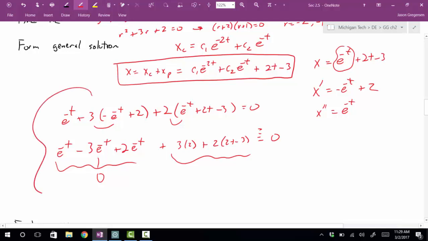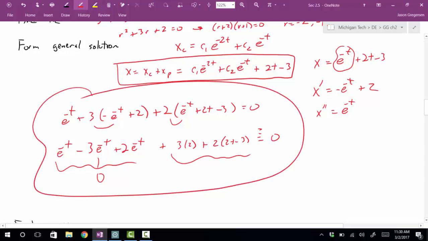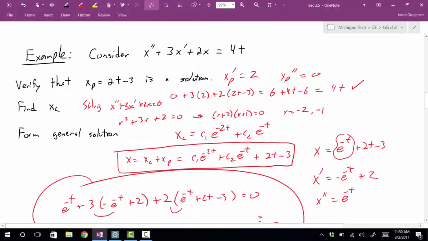Okay, this stuff right here, concepts, right? The big picture. This stuff right here, those are the steps.